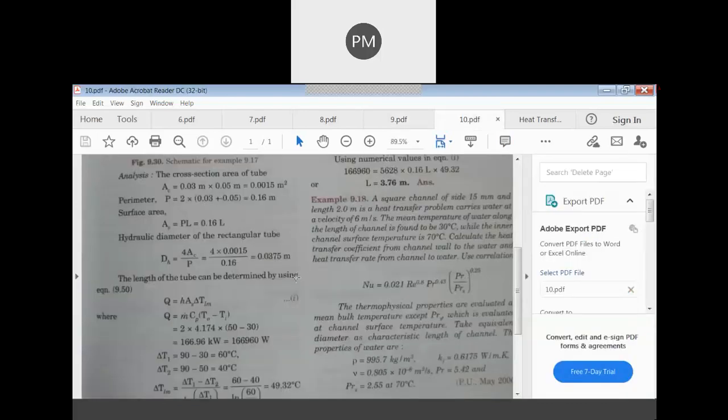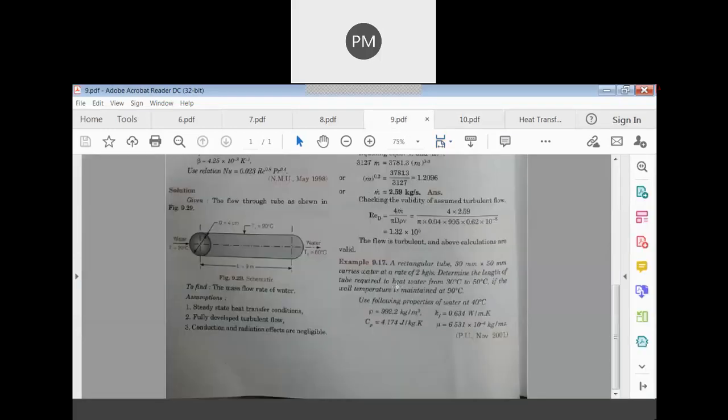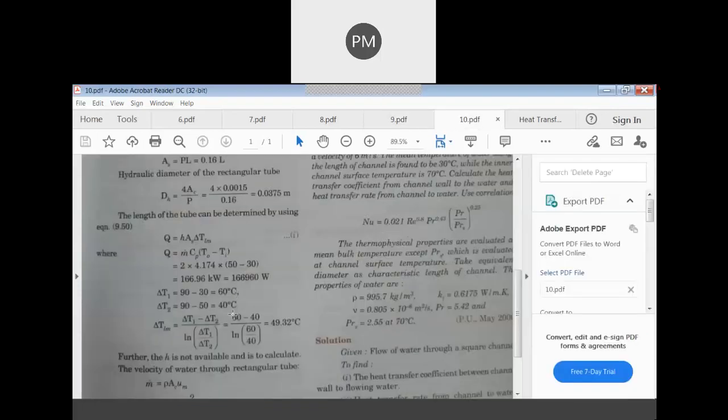So here, mass flow rate is 2 kg per second, and the Cp value is 4.17 kilojoules. That is why we are going to get it in kilowatts, and the difference of temperature is 30 and 50. Okay, you got the Q value.